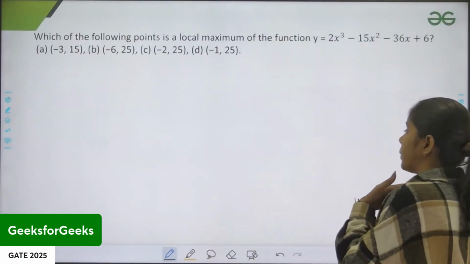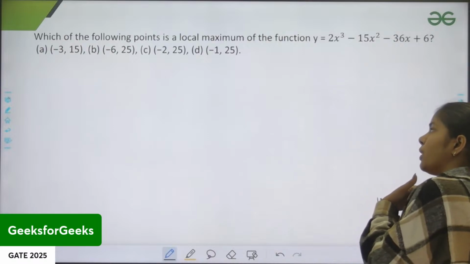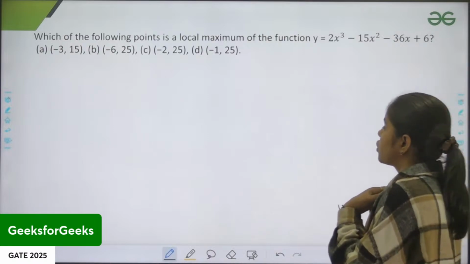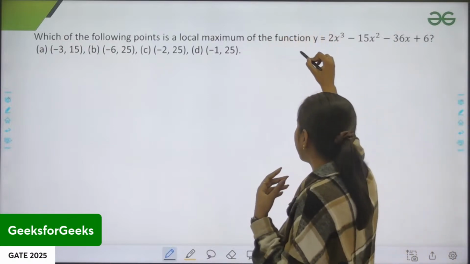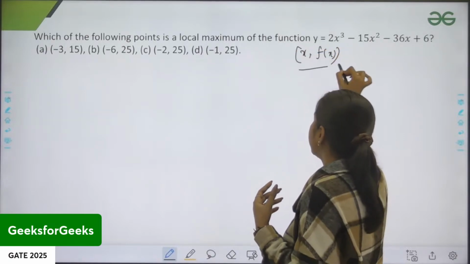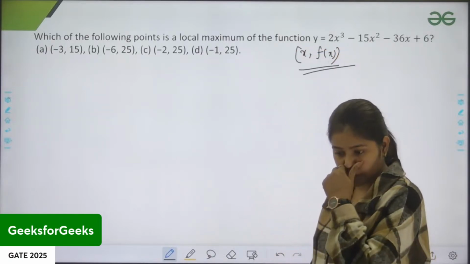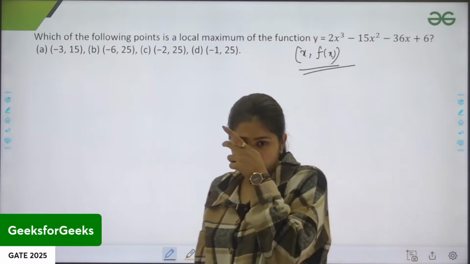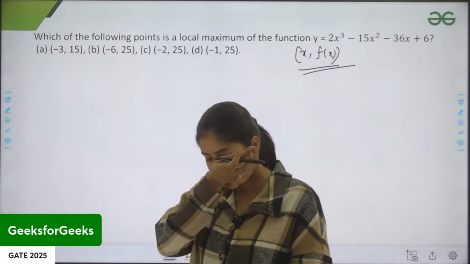Okay, so guys, this is a question. They are asking which of the following points is a local maxima of the function. Just try by yourself. The function is given in this x comma f(x) form. Try this by yourself and let me know in the comment section, or we'll discuss it in the next class.